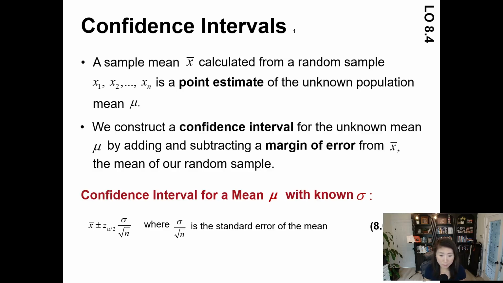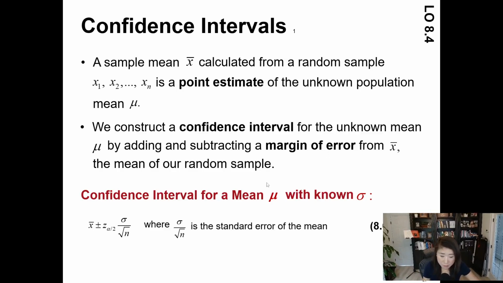The confidence interval of the mean with a known sigma, we use the following formula. We use the sample mean x bar plus or minus the z statistic times sigma divided by square root of n. Remember, we already learned that sigma divided by square root of n is the standard error of the mean. So using the z value times sigma divided by square root of n, we call it the margin of error.